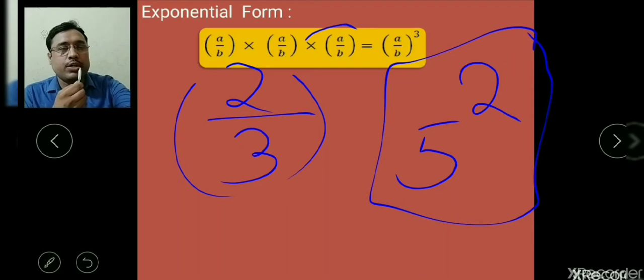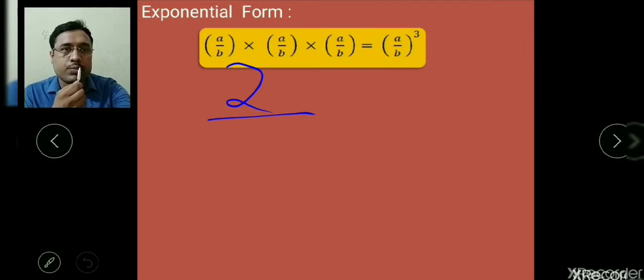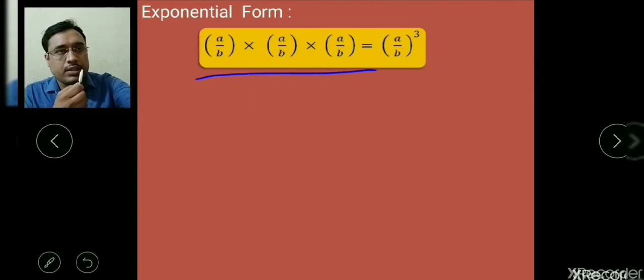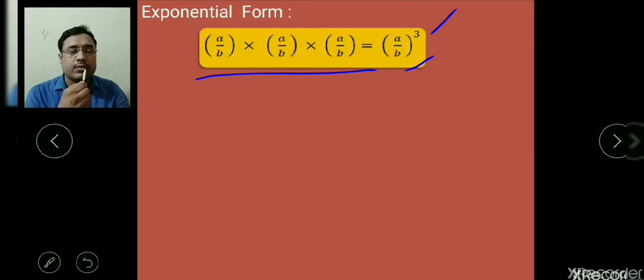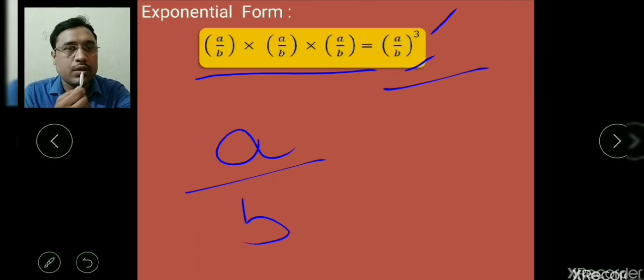In this example you can see a by b into a by b into a by b. So this number is multiplying here. This number multiplies 3 times. Then the product you will get is the same base raised to the power 3, because you have multiplied 3 times. So that's why the power is 3. And this RHS result, a by b raised to the power 3, is called exponential form.